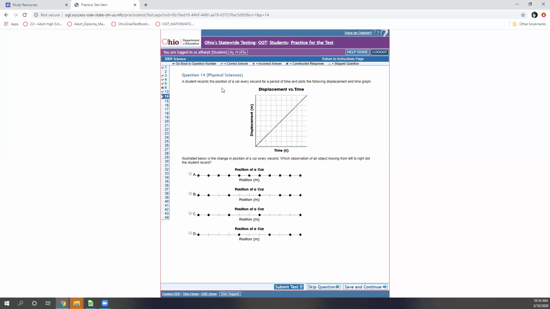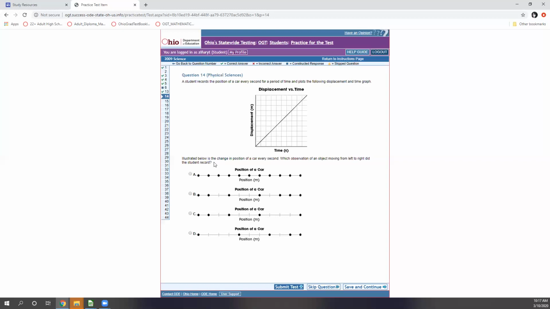A student records the position of a car every second for a period of time and plots the following displacement and time graph. What did I tell you to do before? You're going to pay attention to the graph before you look at the answer. You have displacement, which is another word for movement, versus time. So you have displacement here, movement in meters and time in seconds. Looks like she's just plotting along, right?